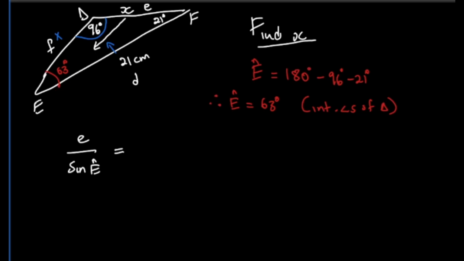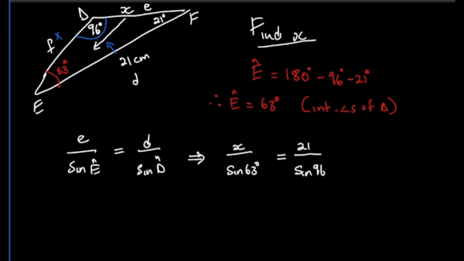So when we work on this, we're going to say this is small d over the sine of that angle d. Then from there you can do the substitution. E is x, which is what we are looking for, over the sine of that 63 degrees. Then equate this to d, which is given as 21 centimeter, over the sine of that angle D, which is 96.